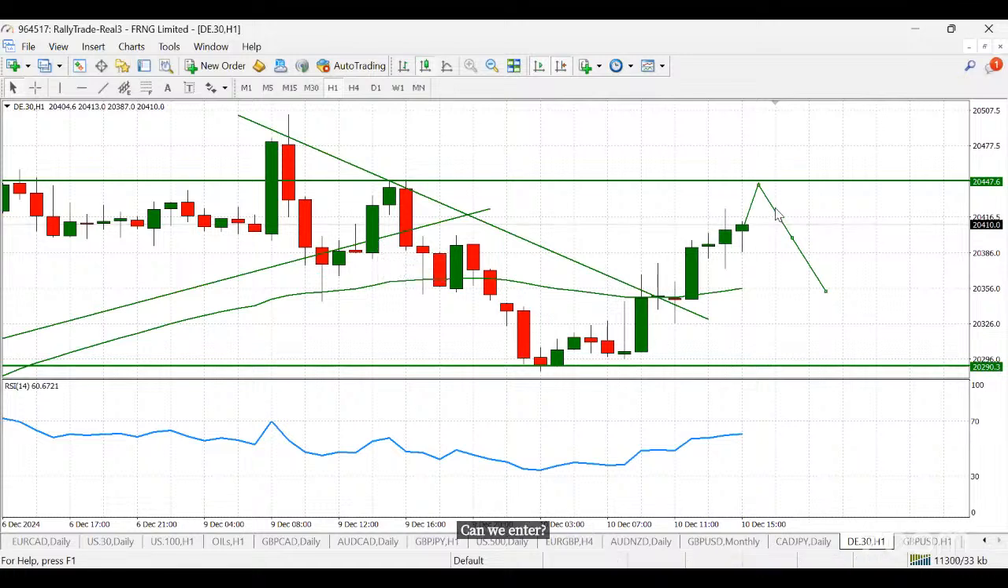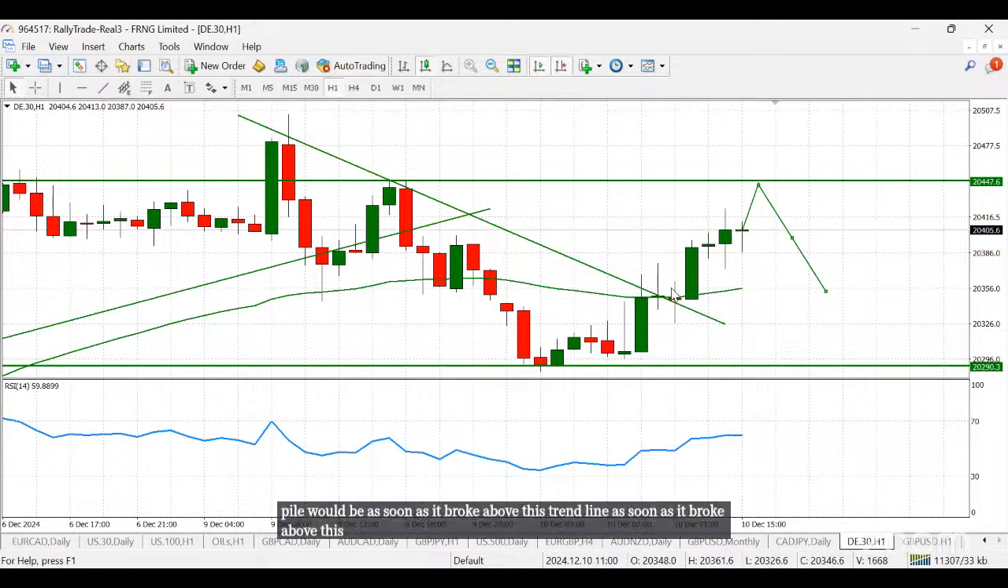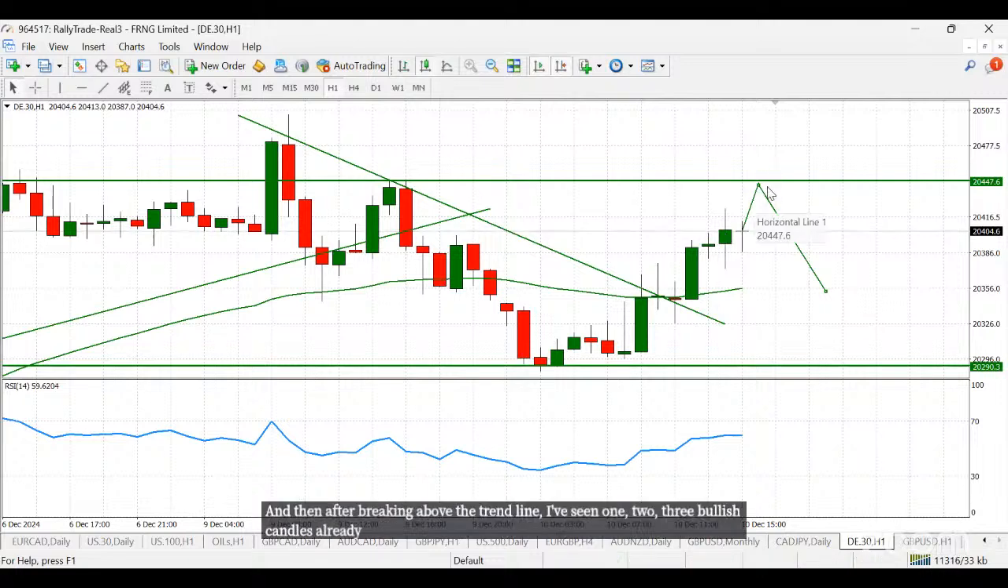If I understand you correctly, now the best point to have entered the buy would be as soon as it broke above this trend line. Now we already missed that. It's now really bullish above the trend line. After breaking above the trend line, we're seeing one, two, three bullish candles already. It's now close to this resistance.